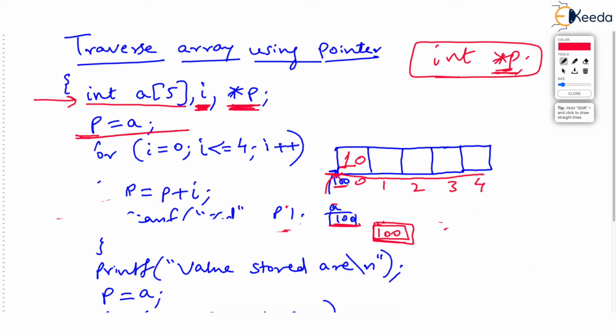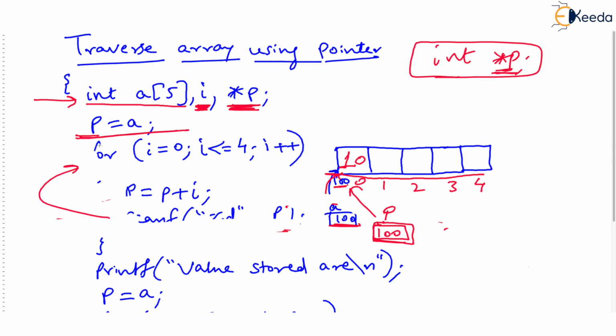Just check. P is pointing at 100. Now, if you think of repeating, this for loop is repeated. Okay, now i will become 1. So this statement p equal to p plus 1 will be evaluated. P plus i means p plus 1.